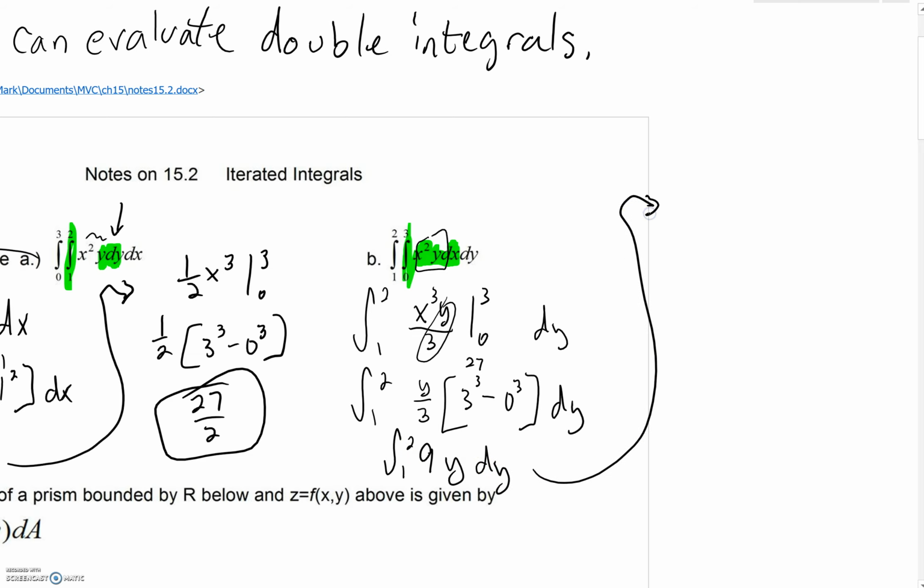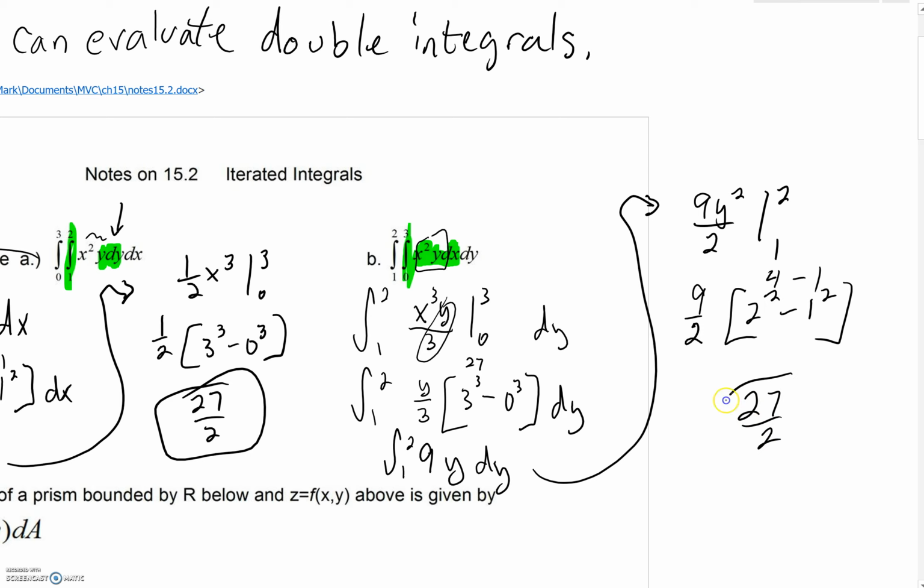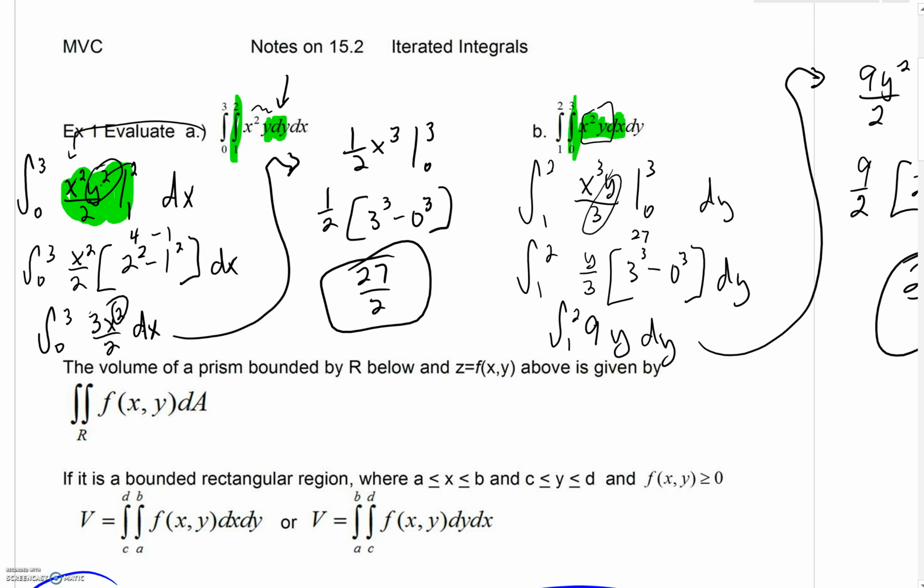Now what? Now it's like an old school problem. Antiderivative, bump this up to y squared, divide by 2. And just finish with the fundamental theorem. Plug in your 2 here, you'd get 2 squared minus 1 squared. That's a 4 minus 1, which is a 3. 3 times 9 halves is 27 halves. So you can definitely work these out. Like I said, an extremely mechanical process.